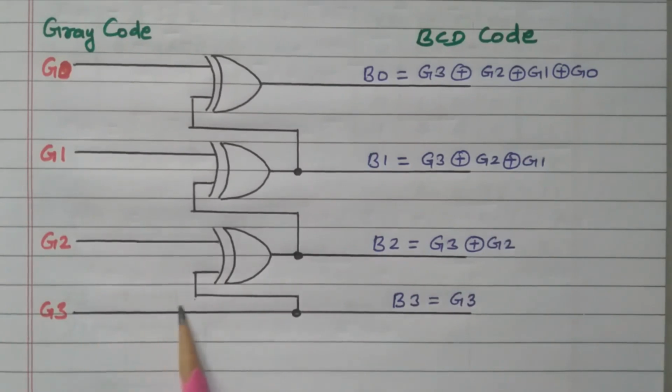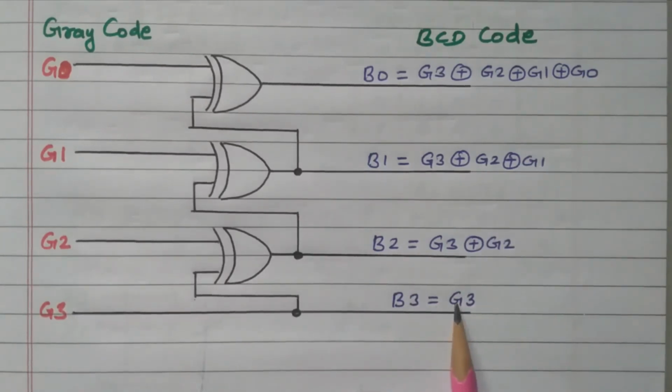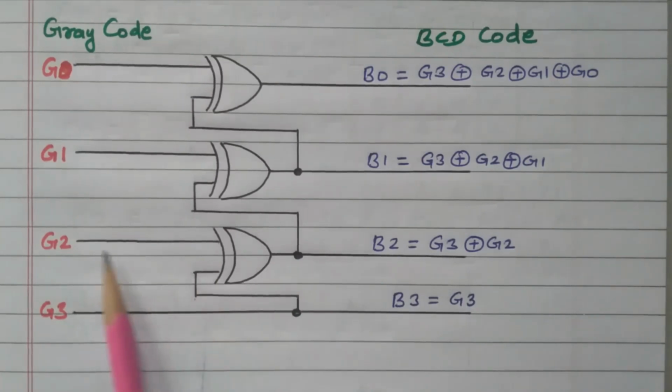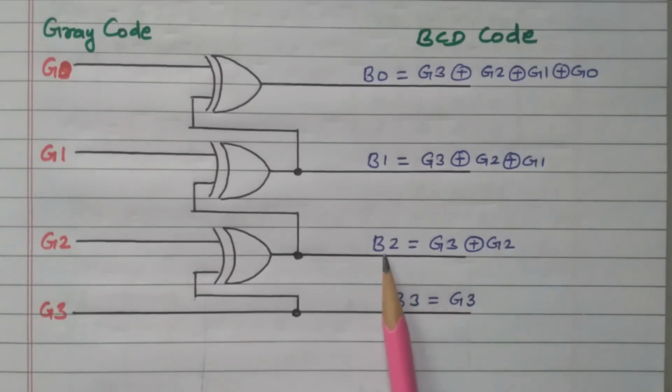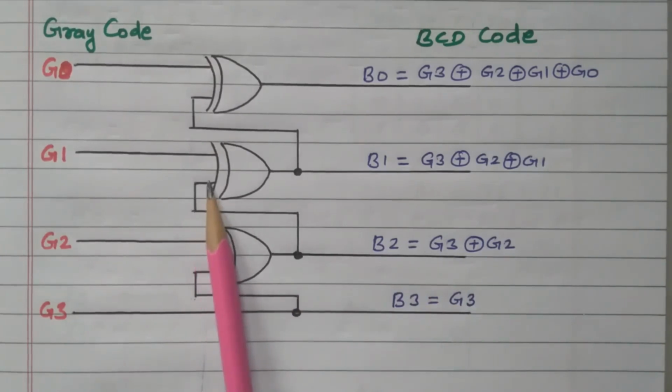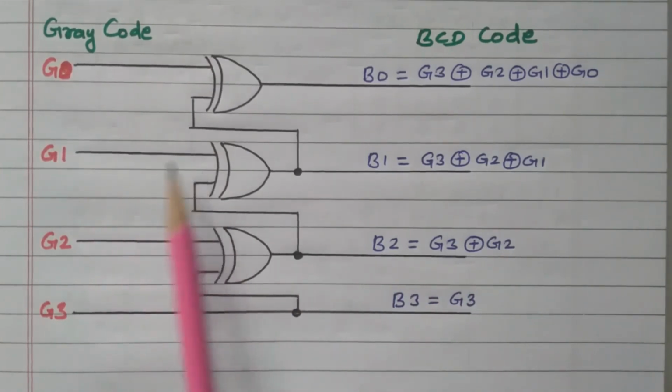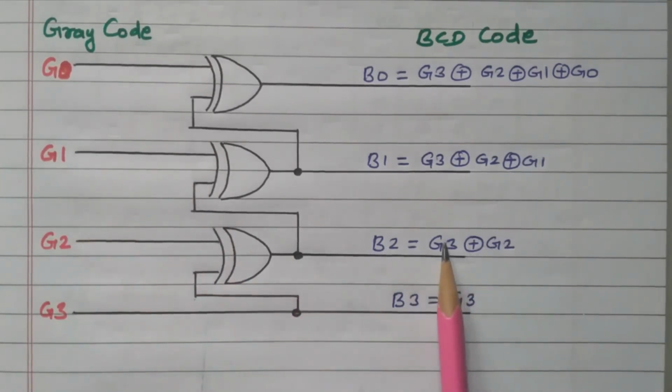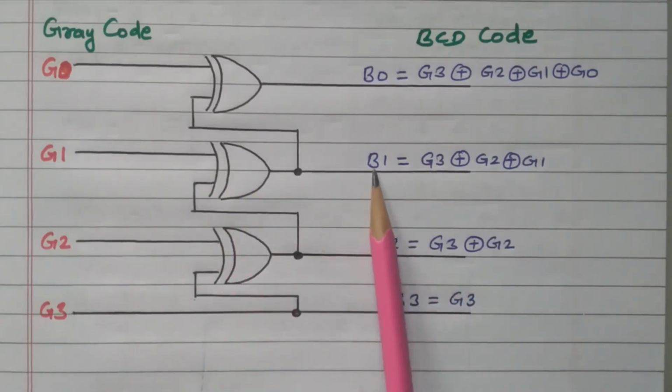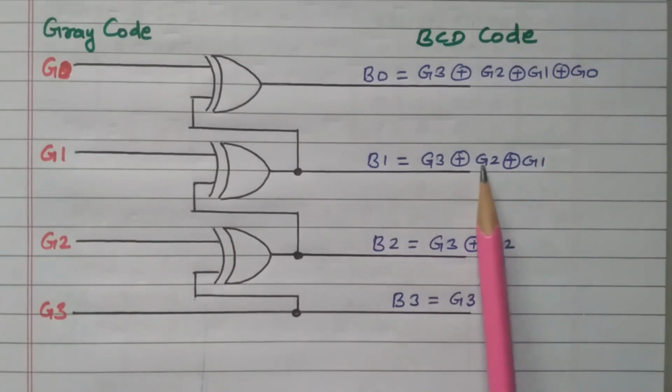So G3 is connected directly to B3. Now see this: G3 is connected here and G2 is connected, so we have G2 and G3. The XOR of G3 and G2 will give B2. This G3 and G2 output is connected to another XOR gate, where G1 is also connected. So we have G1, G2 and G3, 3 inputs, and we get B1 equal to the XOR of G3, G2, G1.